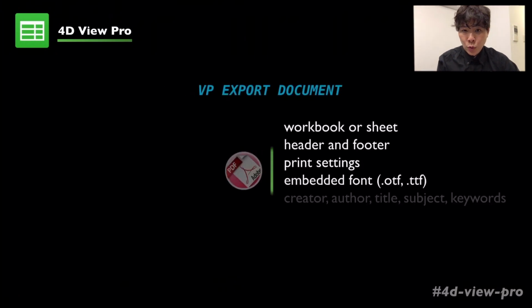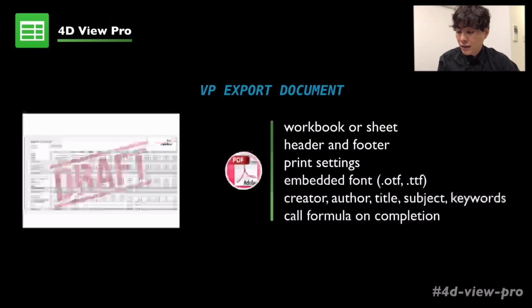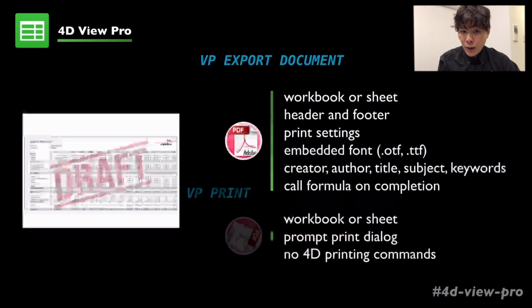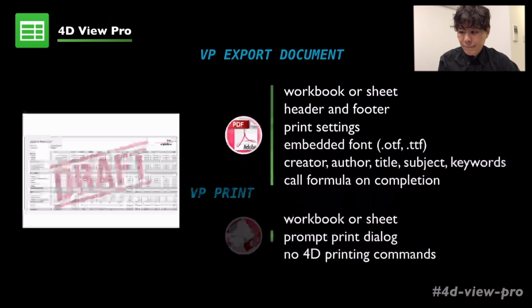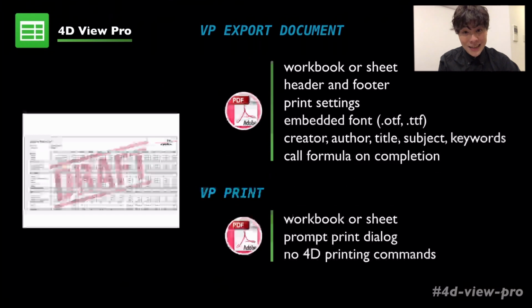So there are two different ways in View Pro to generate PDF. One is to use the export feature. The PDF is created directly by code and you have more control. The other way is to use the print feature. Now this is an interactive feature of the area, so you would have less control over it, but it's a useful feature, especially if that's what the end user wants.